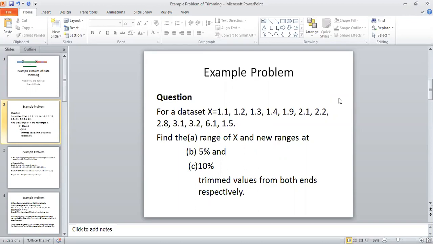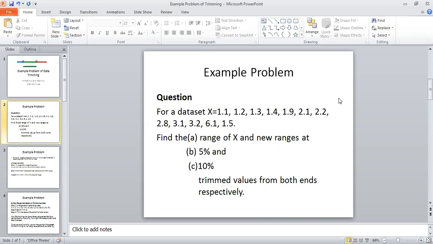Now what does it mean? It means that first we have to find the range of the data set as it is. Next, the part B, we have to trim the data 5% from both the ends. That means we have to cut off the 5% from the left hand side, and we have to cut off the 5% from the right hand side. And then whatever would be the remaining in between would be the new data set, and the range of it would be the new range.